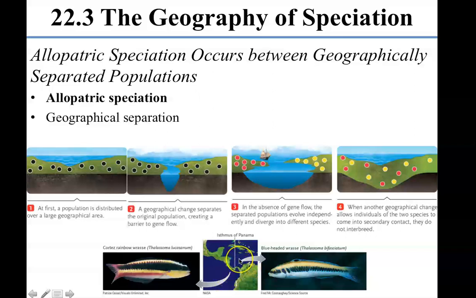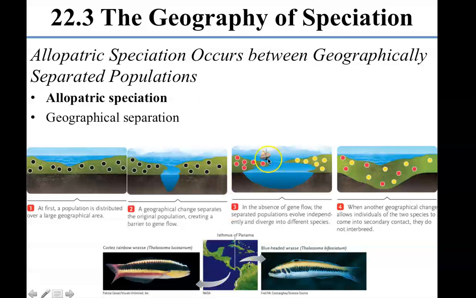And so initially there was a species of fish. This is a wrasse. I think I'm saying that correctly. How do you say that? And initially it was one population, one species, just like up here. And when the land bridge formed, some of the population was trapped in the Atlantic or the Caribbean, and the rest of the population was trapped here in the Pacific.